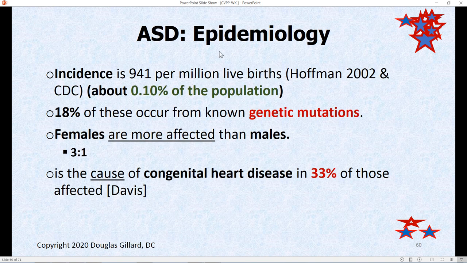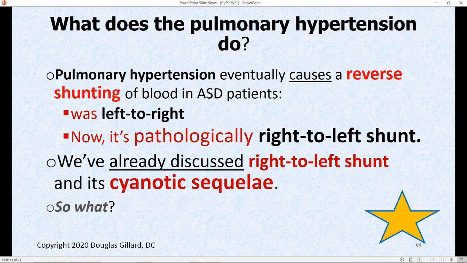Yeah, so how often does this happen? The incidence is about 0.1%. The prevalence is higher, but we don't know for sure, because sometimes these go away. They can close with the passage of time, and people can walk around with these their whole lives and not even know it. We think it's probably over 1-2% of the population. There are genetic mutations, so if mom and dad have had one of these, you're at chance for one of these as well. Females are more affected, 3 to 1 compared to males. And of the congenital heart diseases, this is pretty big. About 33% of the pie is this type.